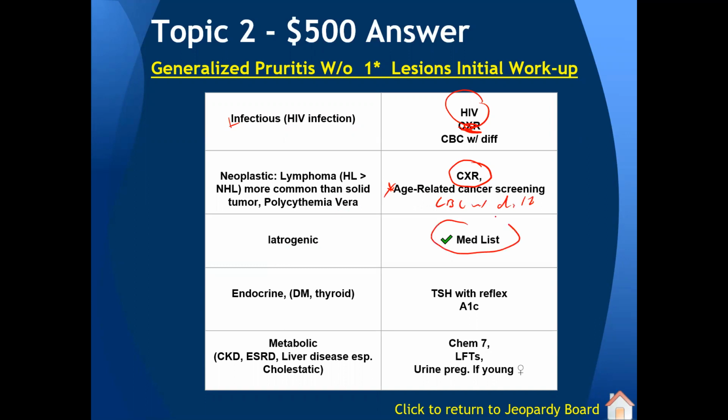Always check their med list. Common ones are opioids, sulfas, as well as some diuretics. Everyone needs a TSH with reflex. Everyone needs to be worked up for diabetes with an A1C. And lastly, for metabolic causes, everyone needs an LFT and a urine pregnancy test.